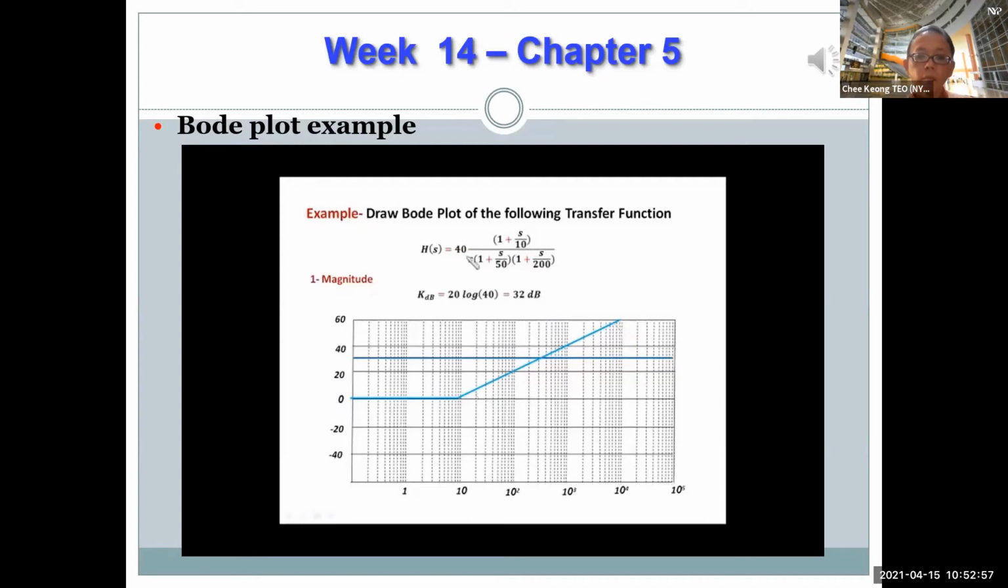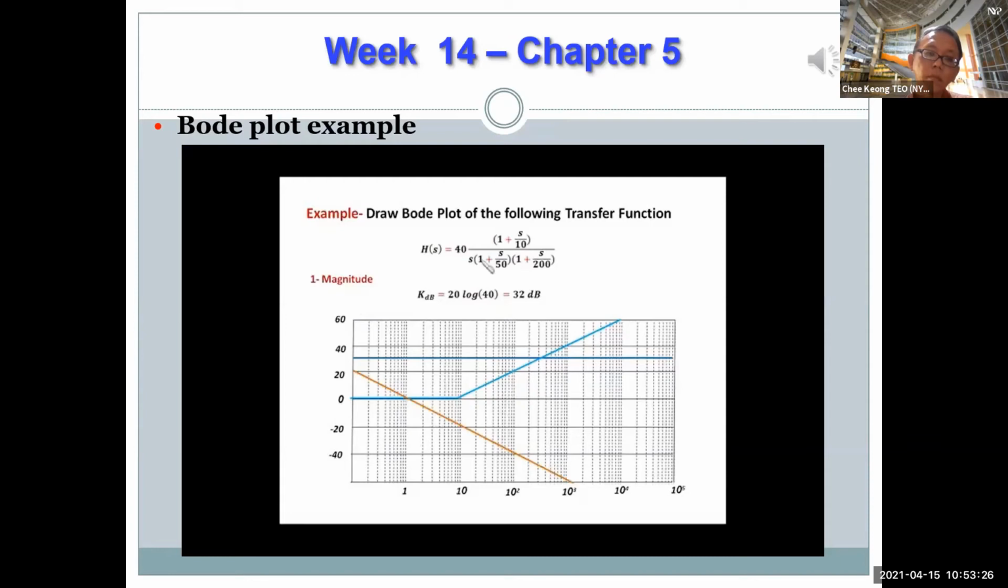Now we're going to come to the pole at the origin. The pole at the origin will pass the frequency of 1 radian per second at 0 dB, and it will have a slope of minus 20 dB per decade. So the pole at the origin will have this straight line with a slope of minus 20 dB per decade, and it passes through 0 dB at 1.